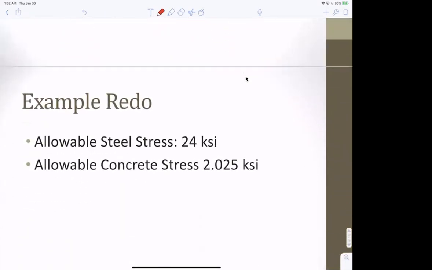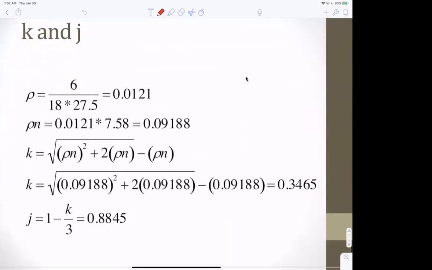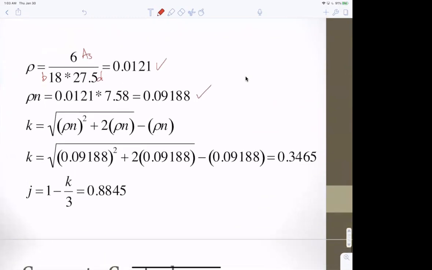So let's redo the example using our little shortcut. These are allowable stresses, we did that earlier. Here's rho, remember, AS over BD. Rho times N goes in this quadratic equation. You plug that in there and you get K of 0.35, J is 0.8845. It's good to know that K is about a third and J is about 0.9, roughly.